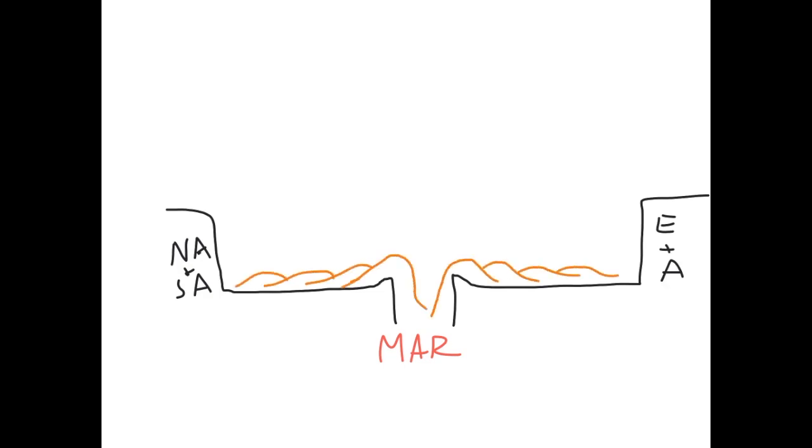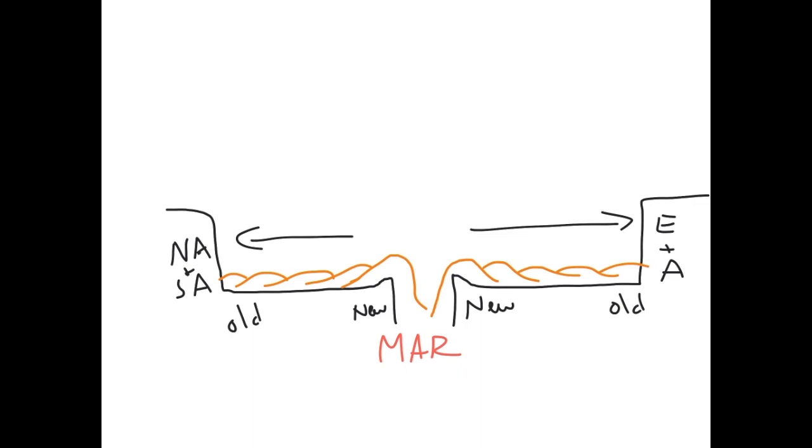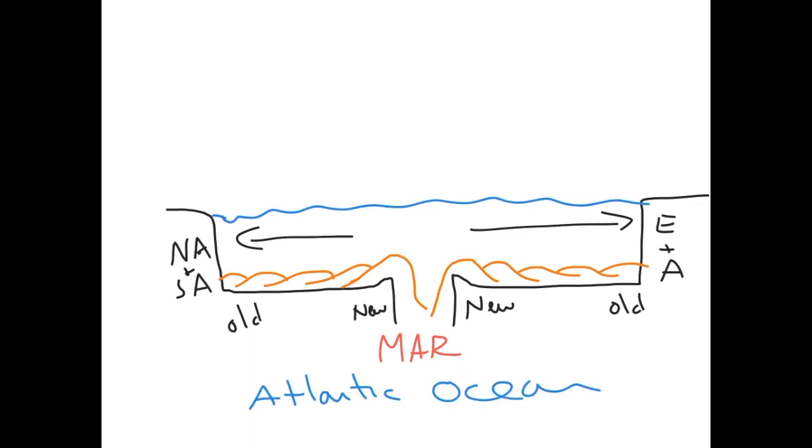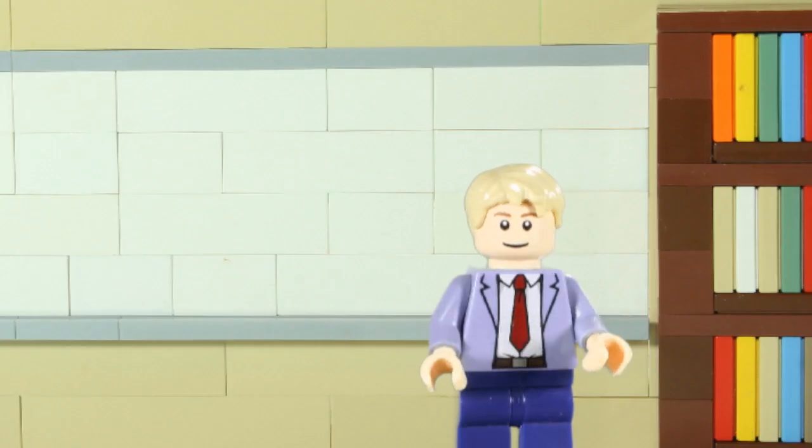As magma squirts up out of the ridge, it cools and forms new rock, pushing older rock out of the way. The newest rock is right next to the ridge. The oldest rock is touching the coasts of the continents. In the 1980s, someone had an idea.